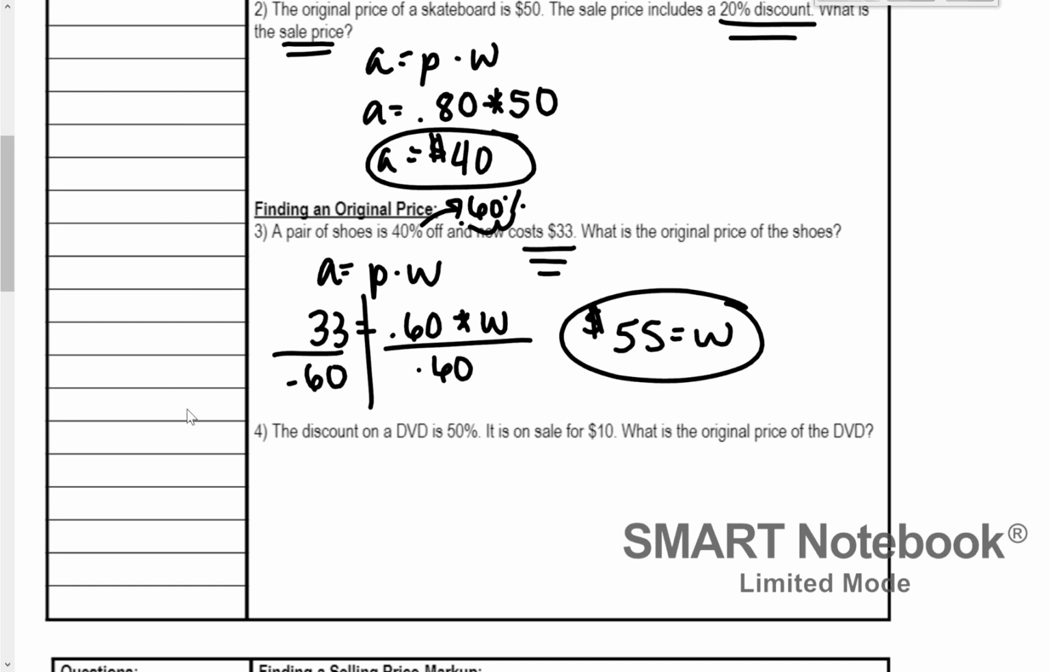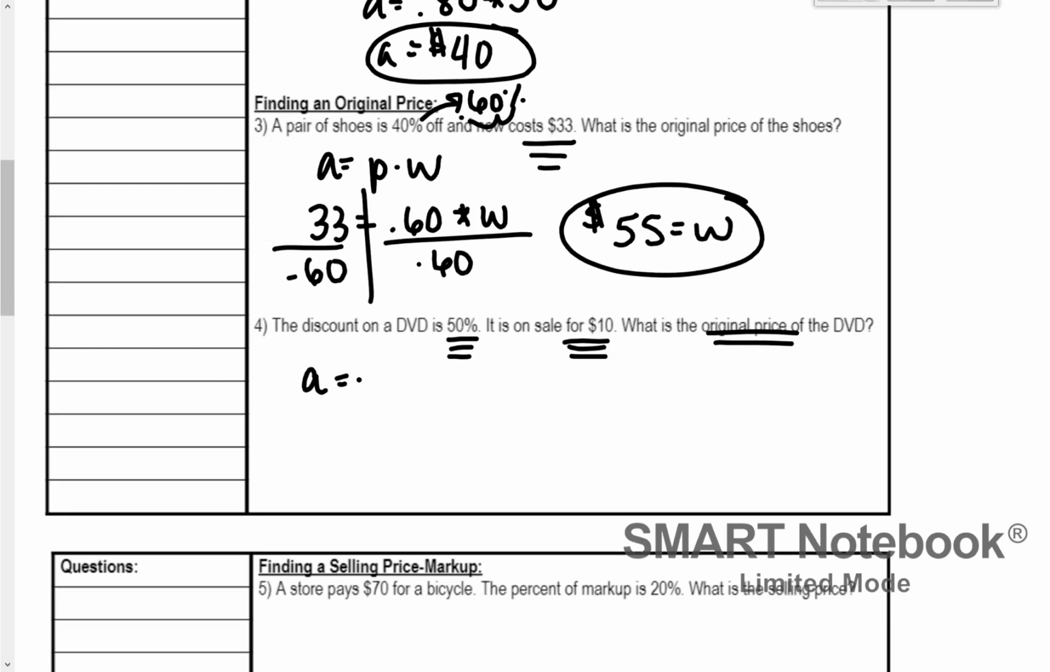The discount on a DVD is 50%. It is on sale for $10. That's the price we'd be paying, so we need it to be the percent that we're paying. Well, luckily enough, 50% paying is 50% off as well, because 100 minus 50 is just 50, so that doesn't change. We are looking for the original price, or the whole. So we use our equation. Our new price equals our percent times our original price. Our selling price is $10. Our percent is 50%. We move that over to be 0.50 times our original price, we're not sure.